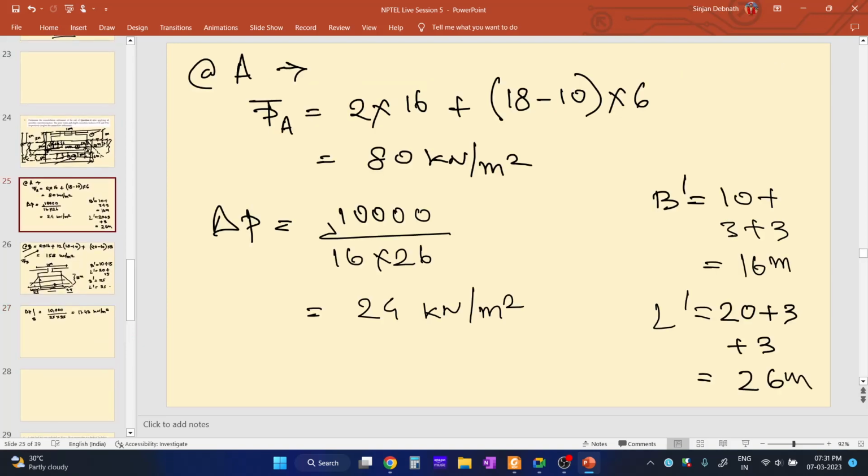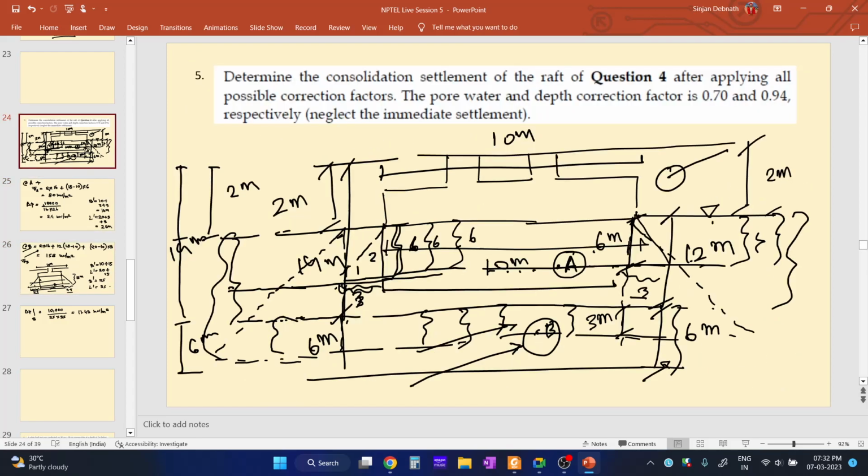One thing, have you observed? Point A is much shallower than point B. It is obvious the depth of point A is much lesser from the ground surface. It is closer to the base of the footing, and point B is much deeper than point A.